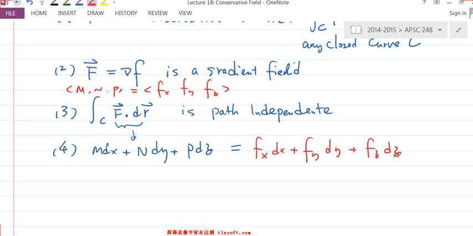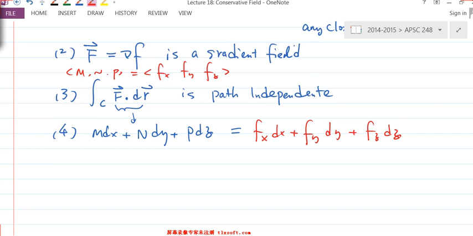So those are the four different statements that you should remember. They're all talking about the same thing. It's one special case: a conservative field, or f comes from del f. The vector field comes from del f. Any questions? All good?